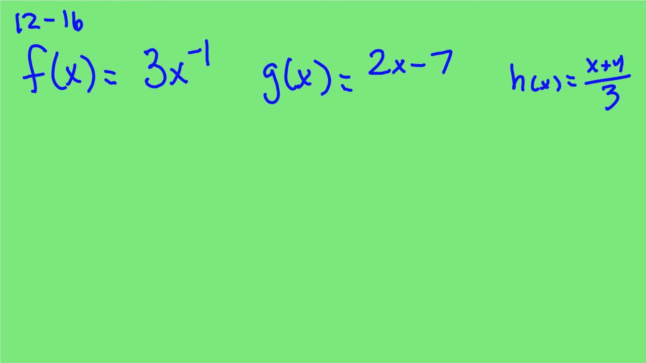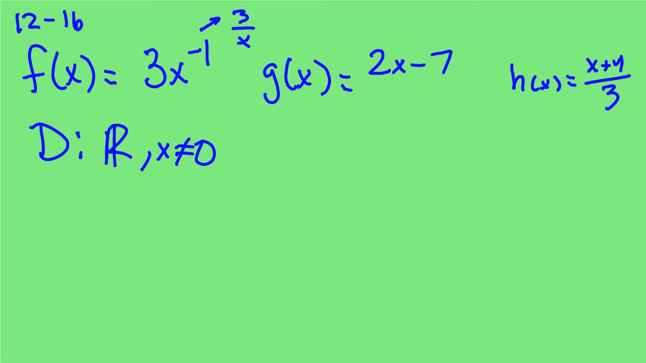Alrighty, so 12 through 16 is going to use the same three functions, f of x, g of x, and h of x. And we are going to need the domain, so it's going to be important to know what the domain of these functions are. Alright, so f of x, I see a negative exponent, which really means this is 3 over x, which means I have all the real numbers, but I can't pick 0. So I say x cannot equal 0.